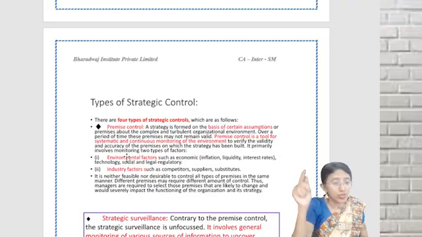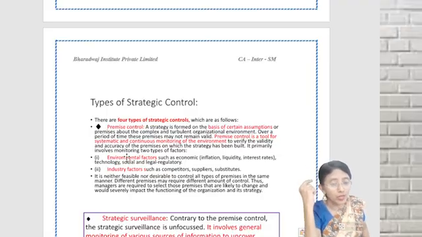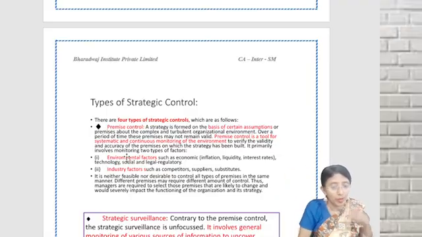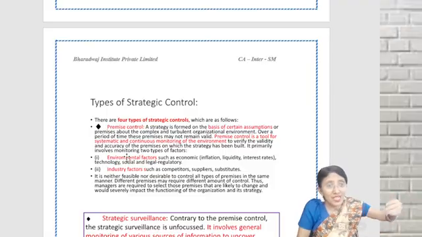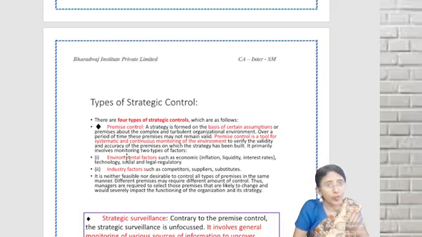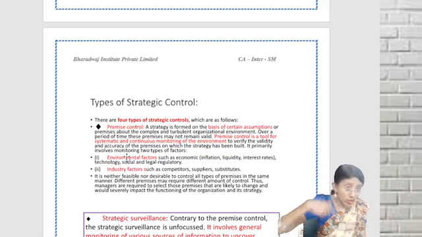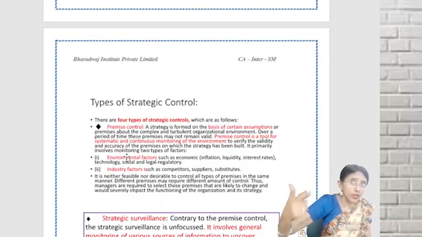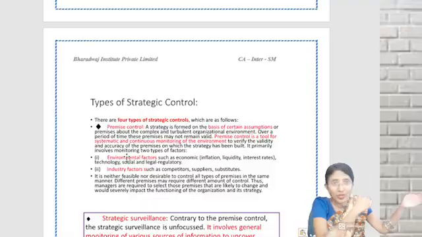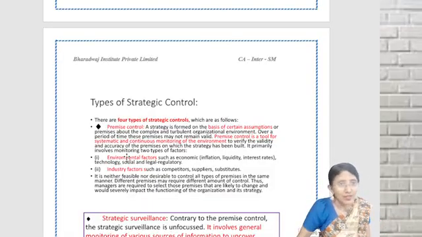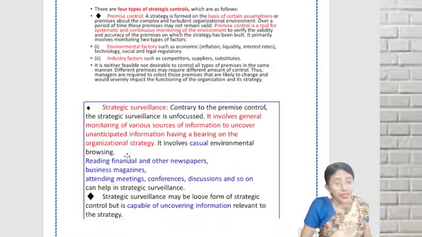So premise control is a tool for systematic and continuous monitoring of the environment. Premise means what? Assumption. A set of assumptions about the anticipated environment in which a strategy is going to operate, and you fix it while it's being implemented. And you continuously have to monitor the environment, industry and organizational environment, because you have to revise your targets or strategies accordingly, right? So that is premise control.